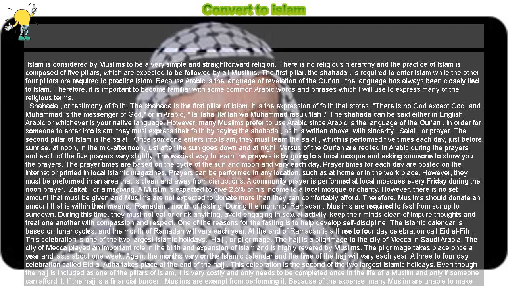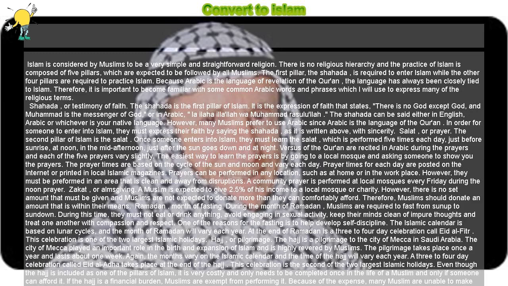Shahada, or testimony of faith. The shahada is the first pillar of Islam. It is the expression of faith that states, "There is no God except God, and Muhammad is the messenger of God," or in Arabic, La ilaha illallah wa Muhammad Rasulullah. The shahada can be said either in English, Arabic, or whichever is your native language. However, many Muslims prefer to use Arabic since Arabic is the language of the Qur'an. In order for someone to enter into Islam, they must express their faith by saying the shahada, as it is written above, with sincerity.